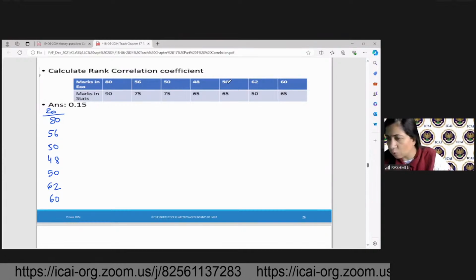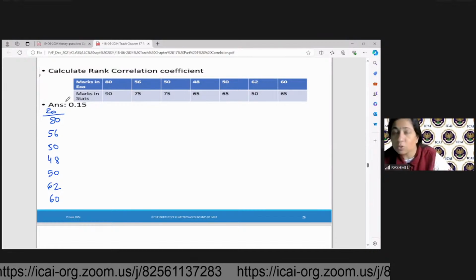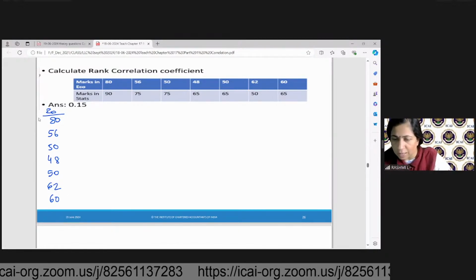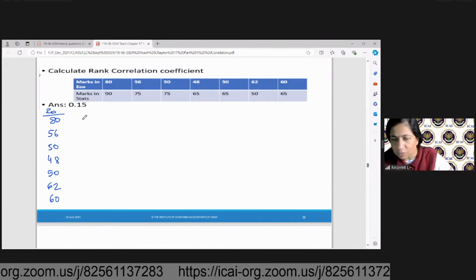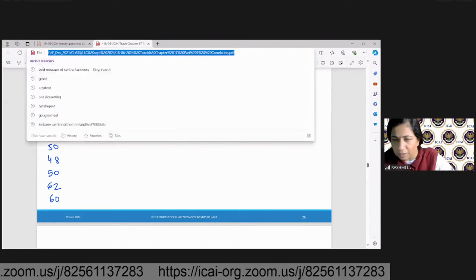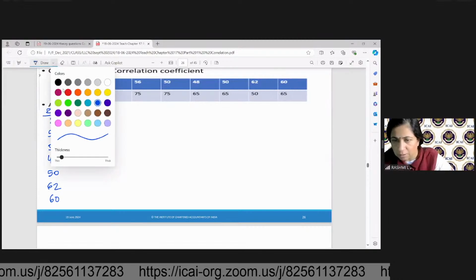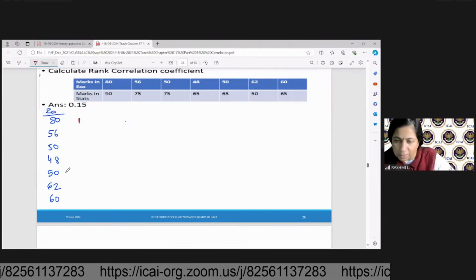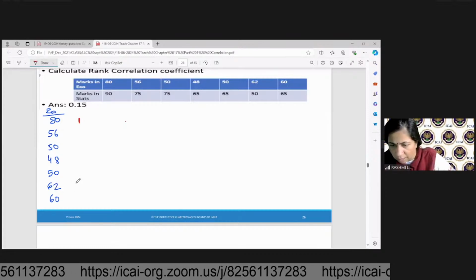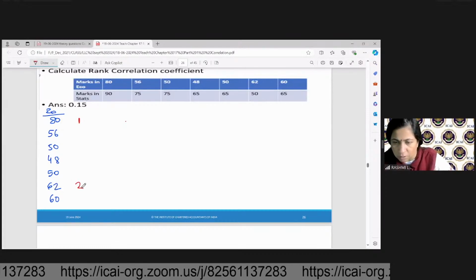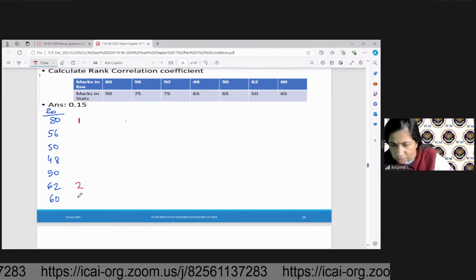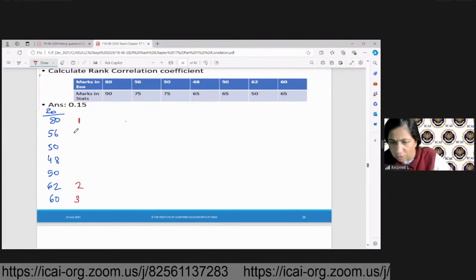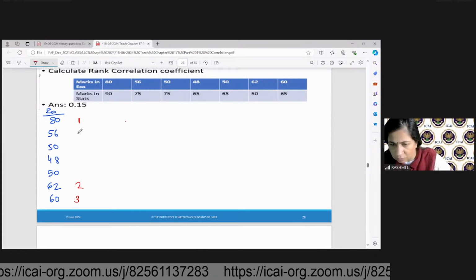1, 2, 3, 4, 5, 6, 7. So my rank can go from 1 to 7. Okay, so what is the highest number here? The highest number, I will give it rank 1. The next number is 62, I will give it 2. Then third rank is 63. Then fourth is 56, 4.